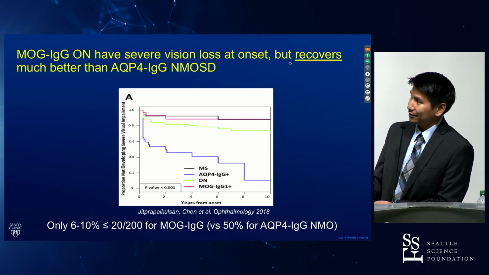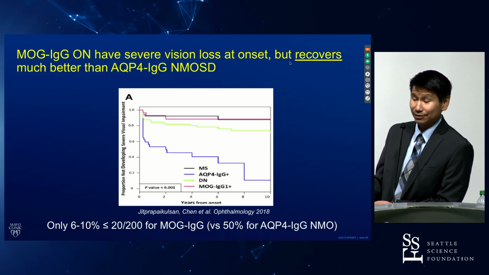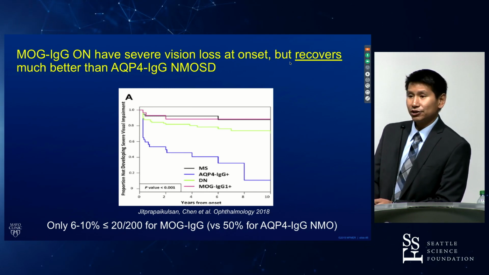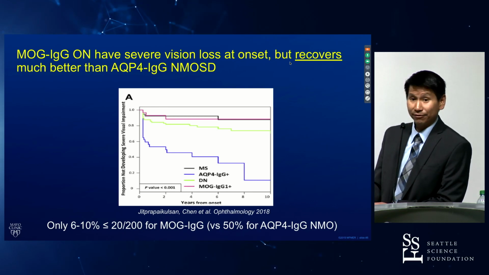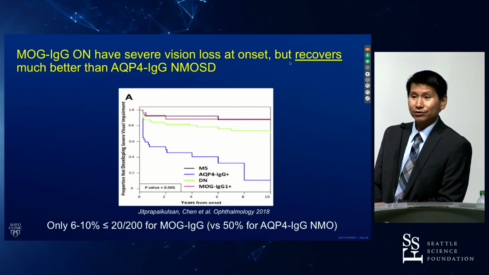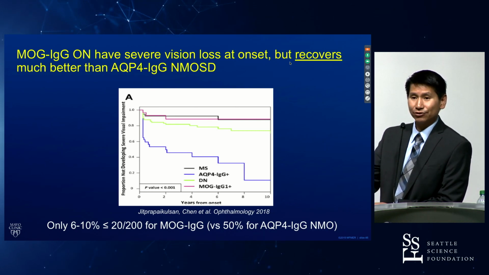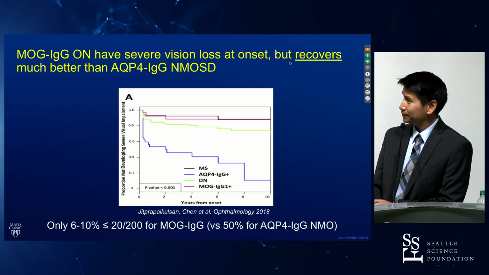Whereas here in pink is MOG. Despite recurrent bouts of optic neuritis, patients tend to retain good vision. And overall, most studies show that about 6 to 10% of patients with MOG will end up with that poor outcome of 20/200 or worse, compared to 50% for aquaporin 4. So even though the onset, the attacks are severe, recurrence is common, outcomes are much better.